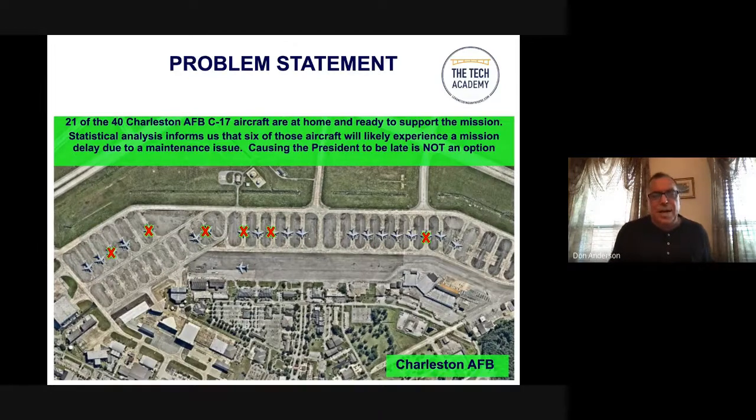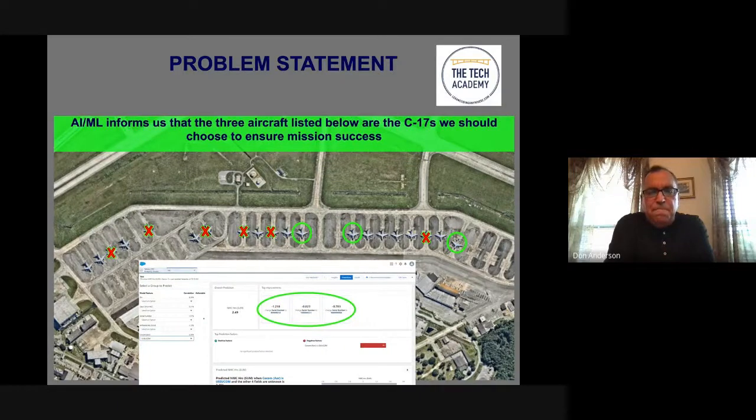So let's just look at what we're presented with. 21 of the 40 Charleston Air Force Base C-17s are at home. The rest of them are off station, out doing other missions, maybe flying in and out of Iraq or Afghanistan or something like that. So of the 21 aircraft, statistical analysis informs us that 6 of those aircraft will likely experience a mission delay due to a maintenance issue. Causing the president to be late is not an option. So we have to know which aircraft we're going to pick.